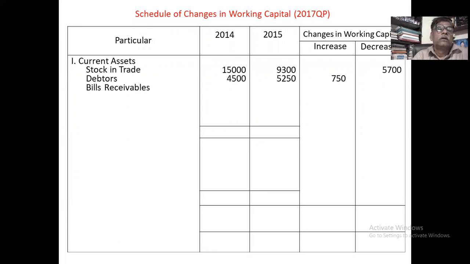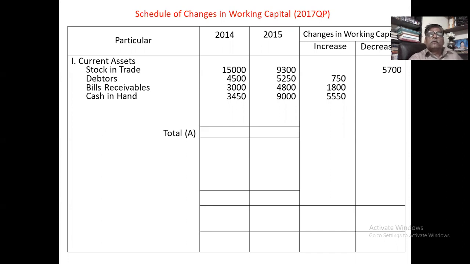Bills receivable 3,000, 4,800 increase 1,800. Cash in hand 3,450, 9,000 increase column. Okay, next current asset completed. You take the total of first column, second column. First column total 25,950. Second column total 28,350.